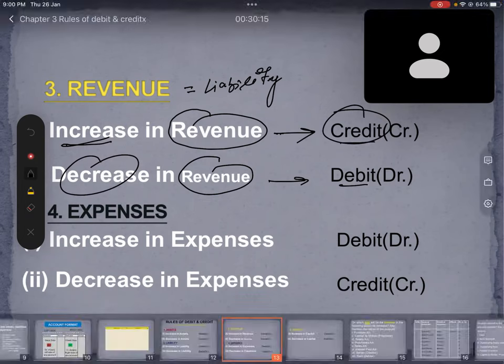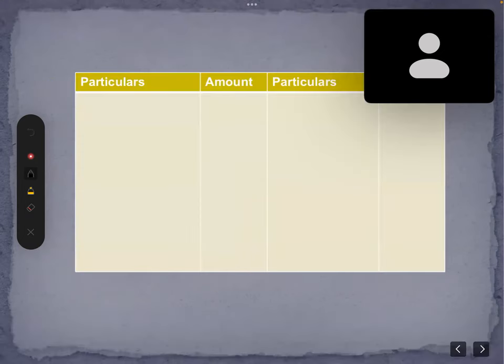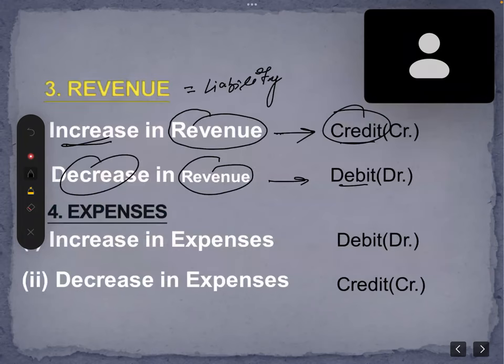So, for example, if this is a revenue account, let's suppose this is a commission account. All right. So if there is an increase in the value of commission, if we have earned income by way of commission, let's suppose we have earned 50,000 by way of commission, that 50,000 needs to be credited. And similarly, if there is a reduction in the value of the commission, then it should be debited. So reduction in the income or revenue will be debited, and increase in the revenue will be credited.